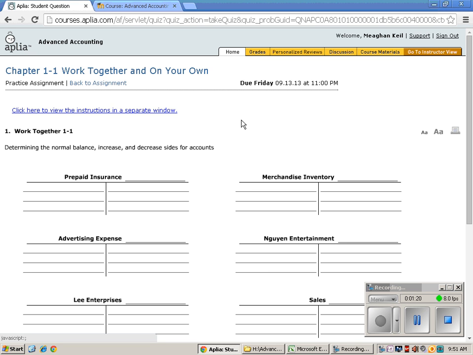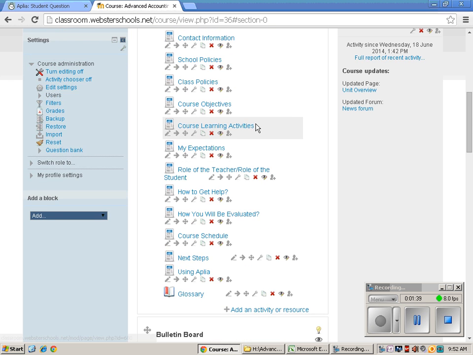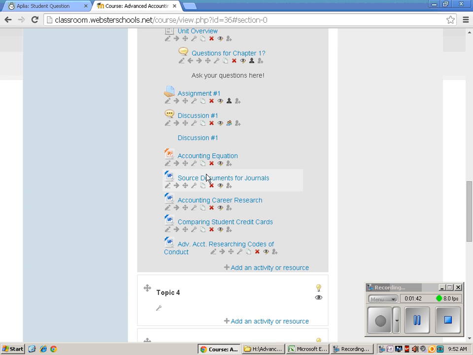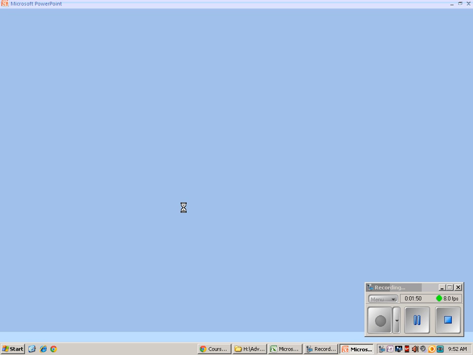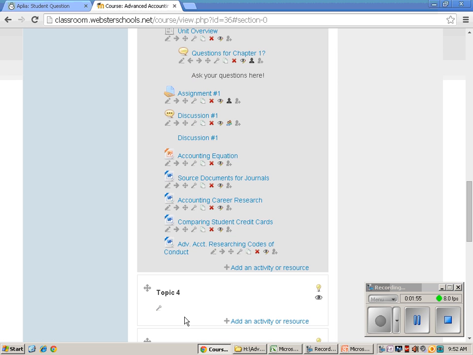Number 1, prepare a T account for each account, enter the title of account. Well, that's already been done for us, so we don't have to worry about that. In parentheses to the right of the account title, identify the account as an asset, liability, owner's equity, revenue, or an expense. And again, if you go to Moodle, scroll down under chapter 1 and open up the accounting equation, this will help you out a little bit as well.